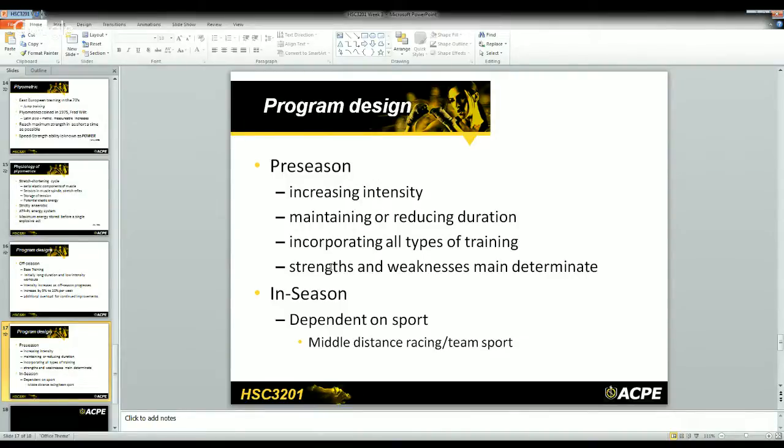And then we get into the in-season. Now with the in-season, that's going to include pre-comp. So you've got pre-comp and competition. And it's going to be dependent on sport. If you're a middle distance racer, well, they're going to be doing long intervals, but at a high intensity. Whereas team sport is going to be high intensity type speed and agility work.